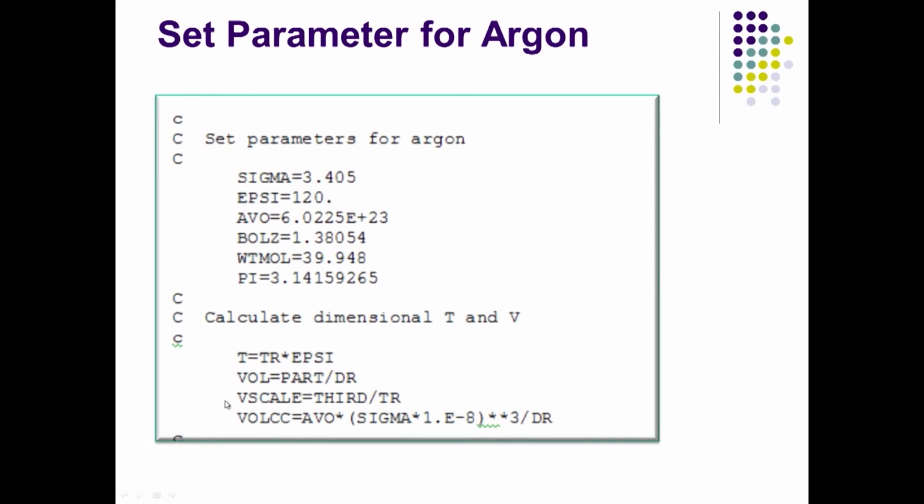Now, you can also scale velocities based on 1/3 of the temperature, which is reduced temperature, and then you can also look at velocity over all particles. So, you are looking at sigma and the Avogadro's number and DR. So, now you know the volume in cubic centimeter. So, this is the real volume that you are looking at in terms of the sigma.